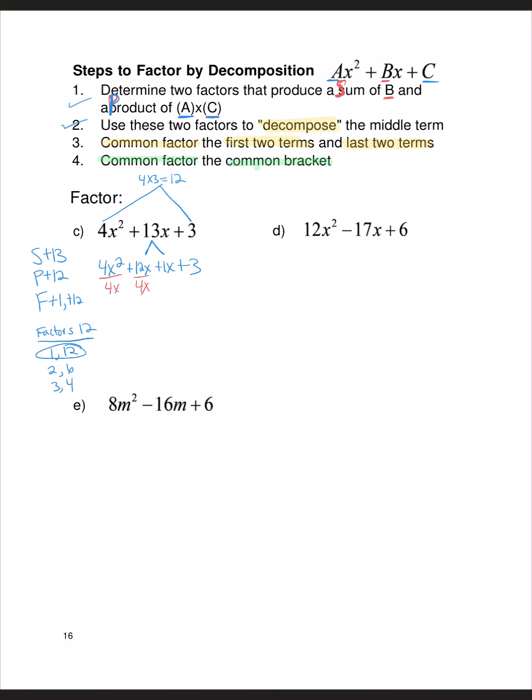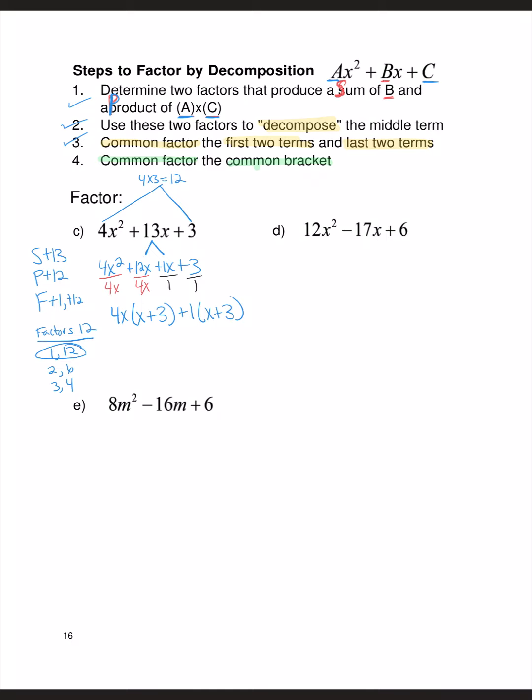My last two terms, I have 1x plus 3. The only thing I can pull out of there is another 1, so we'll pull out a 1. So let's see what that's going to look like once we pull that stuff out. So we pull out a 4x, and in my first group, 4x squared divided by 4x is just x, plus 12x divided by 4x is 3. My second group, I'm pulling out a plus 1, and again I'm left with x plus 3.